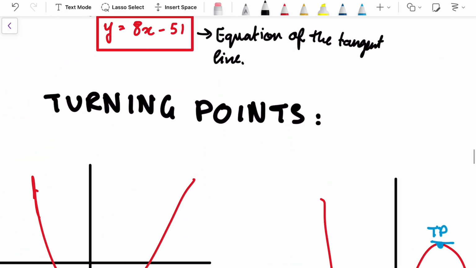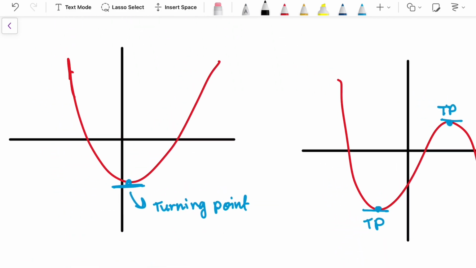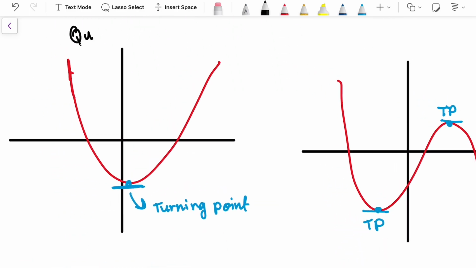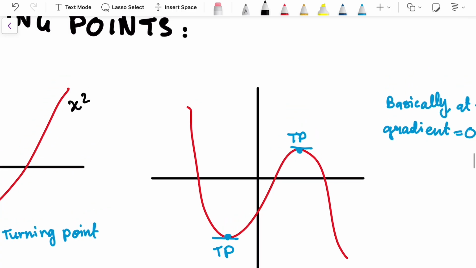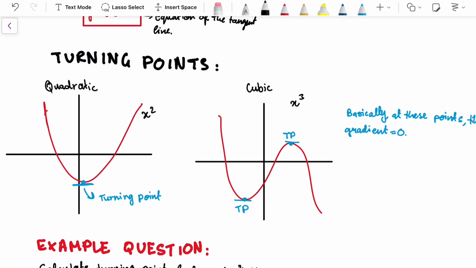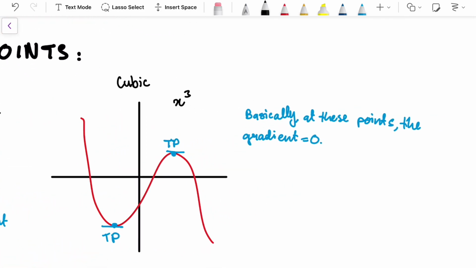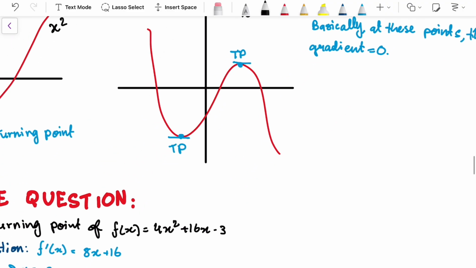Cool. Now, let's get into some turning point stuff. So, this is a quadratic, because it's basically x squared. Over here, this is a cubic, because it's x cubed. And we can see that there are two turning points for a cubic, and there is one turning point for a quadratic. So basically, at these points, the gradient is equal to 0. We need to remember this. The gradient is equal to 0 at the turning points.